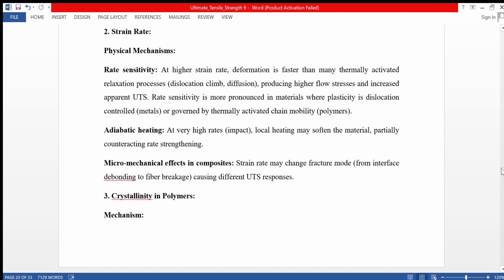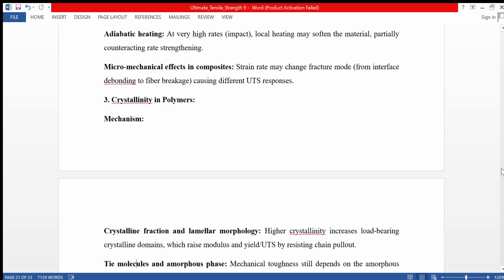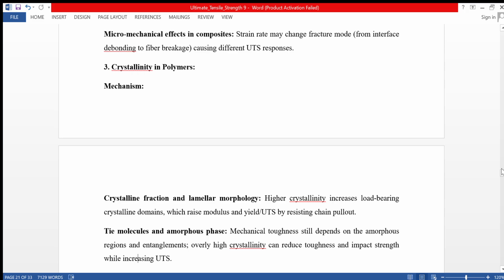Crystallinity in polymers, mechanism. Crystalline fraction and lamellar morphology. Higher crystallinity increases load bearing crystalline domains, which raises modulus and yield or UTS by resisting chain pullout. Tie molecules in the amorphous phase. Mechanical toughness still depends on the amorphous region and entanglement. Overly high crystallinity reduces toughness and impact strength while increasing UTS.